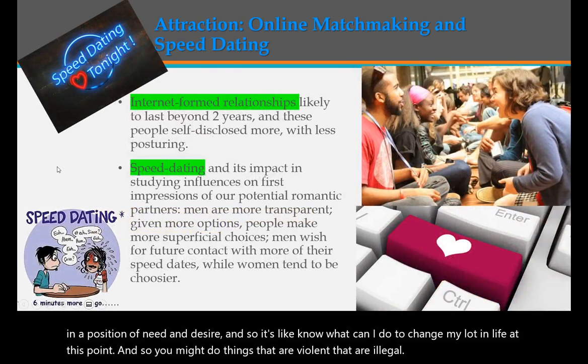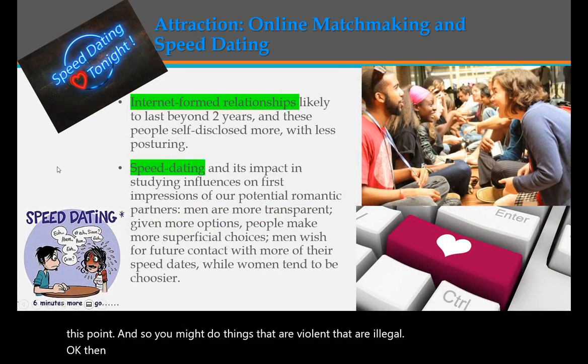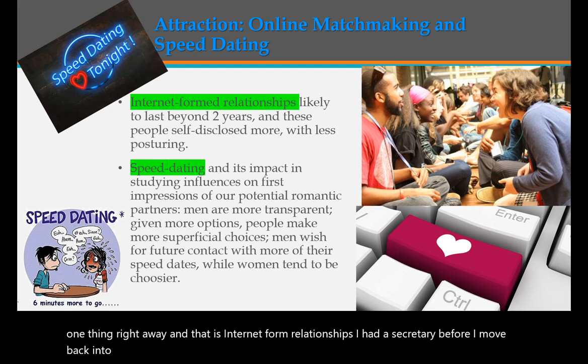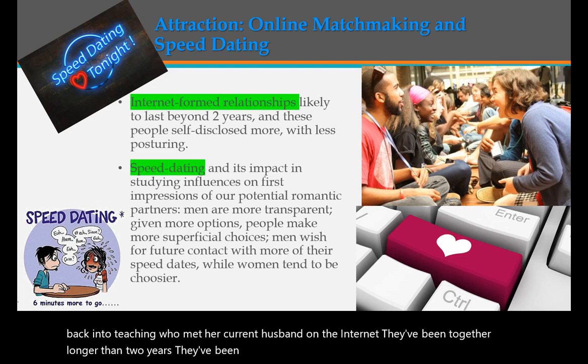Okay. Then we move into our next to the last topic, which is attraction and romance. Let's dispel one thing right away, and that is internet formed relationships. I had a secretary before I moved back into teaching, who actually met her current husband on the internet. They've been together longer than 2 years. They've been married for, I guess we're heading toward 20 years at this point.